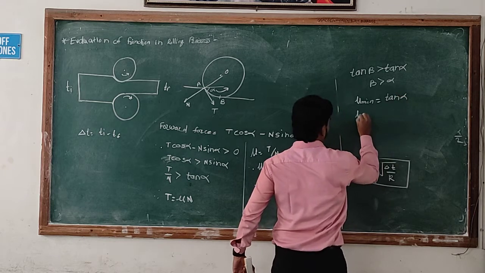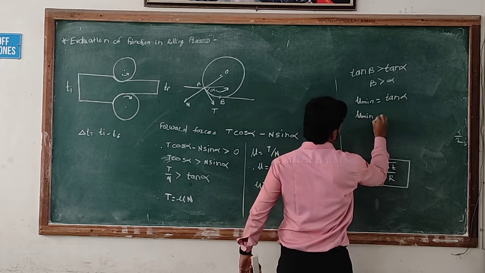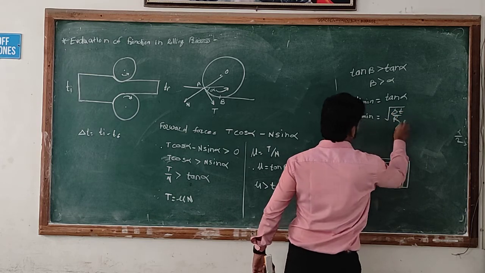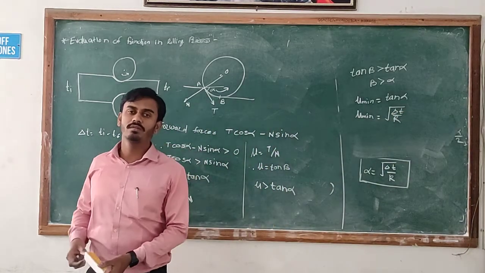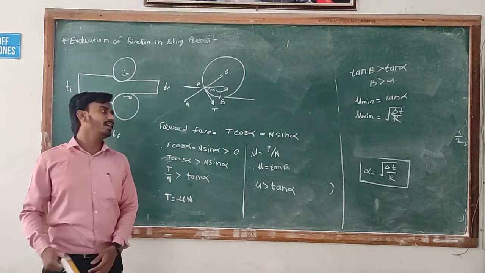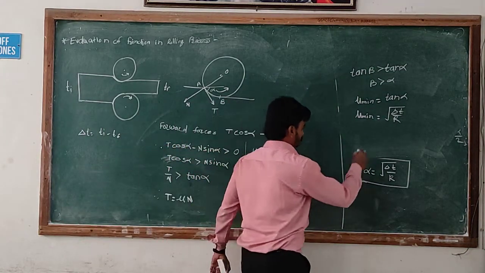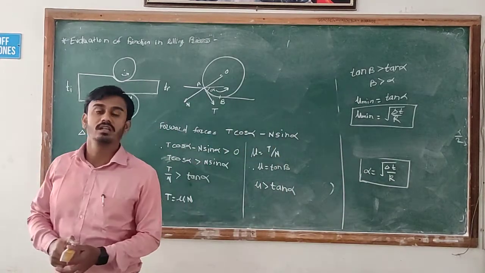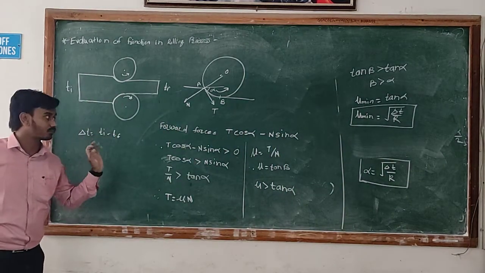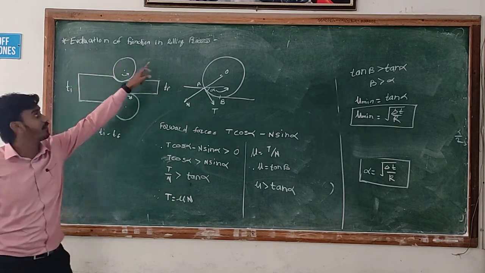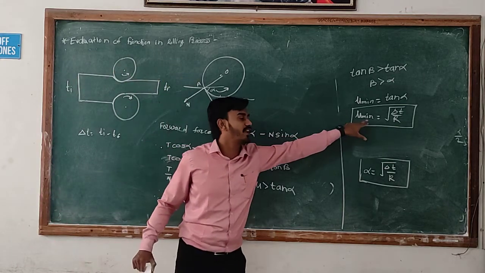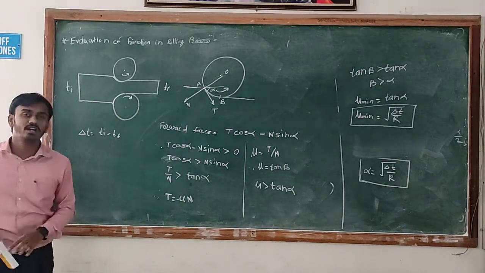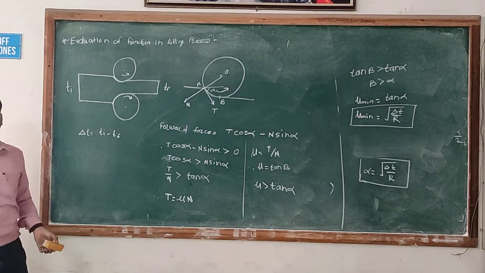Mu minimum is equal to tan of alpha, and therefore mu minimum is equal to the square root of delta h divided by R. This is the friction in a rolling process. This is the formula to find out the friction in a rolling process.